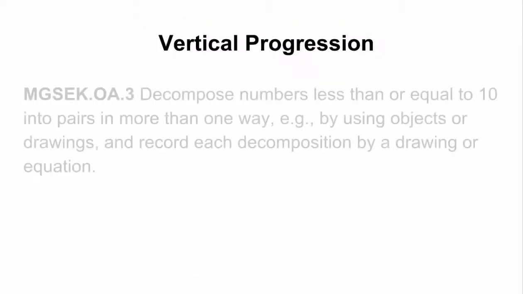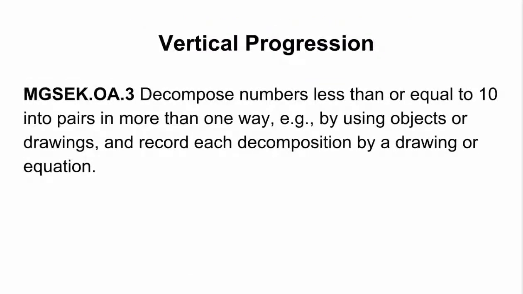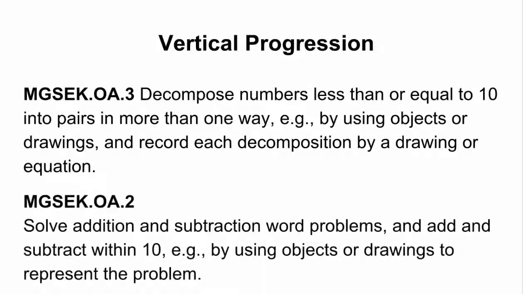From kindergarten, students should be familiar with number combinations to 10 and decomposing numbers less than or equal to 10 into pairs in more than one way. They also solved addition and subtraction word problems within 10, although only limited to result unknown word problems. Standard 1.OA.4 is a critical building block in developing early algebraic reasoning skills, particularly the flexible use of addition and subtraction as inverse operations.